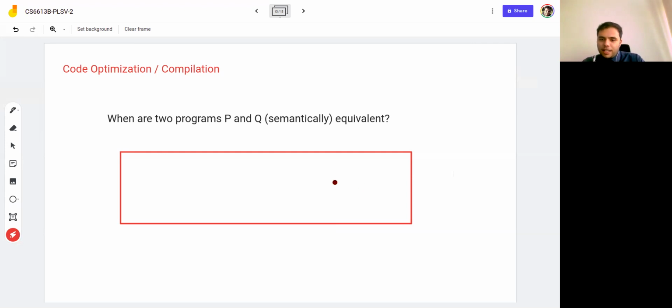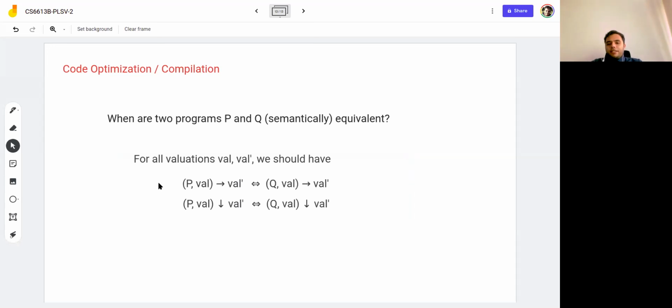So we have to say that, let me remove this. They are equivalent if for all valuations val and val prime, this happens. So if I start from P and val, I end up at val prime, if and only if, starting from Q and val, I end up at the same val prime. Okay. And note that I am doing this for all over both val and val prime.